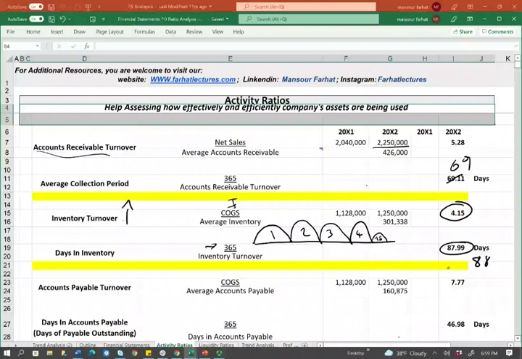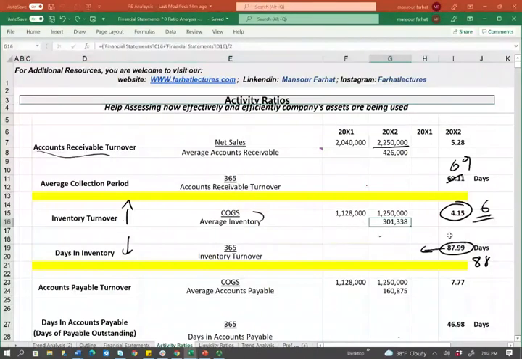Now you want the days' sales in inventory as low as possible. For example, a company like Apple, at some point they had 7 to 10 days. I'm not sure what the latest is for them, but around 7 to 10 days they sell their inventory. So if you go to an Apple store, you walk inside, you look at everything on the shelves. On average, when you come back a week to 10 days later, everything that's in that store was already sold and replaced. So they turn over their inventory very quickly, and that's what you want.